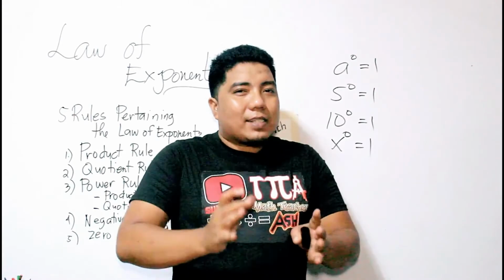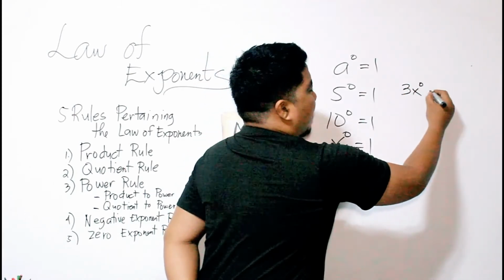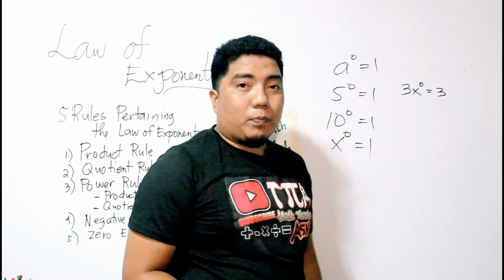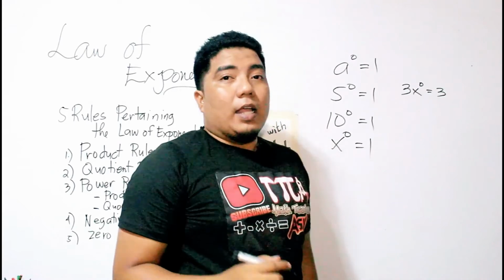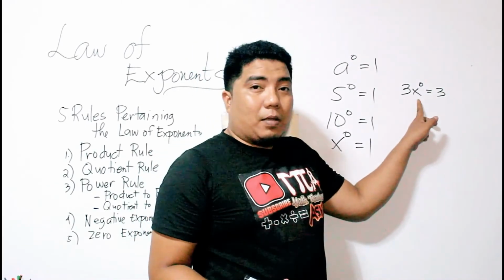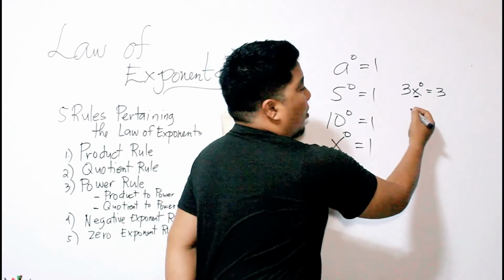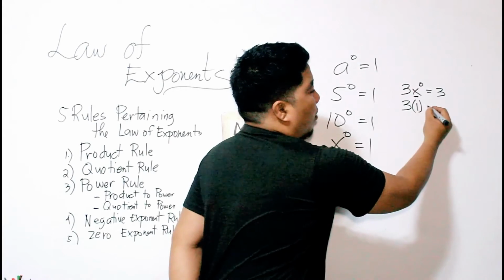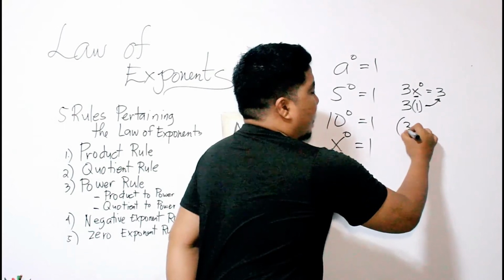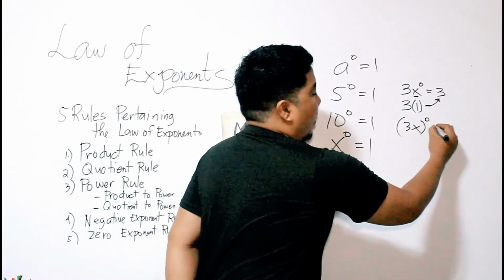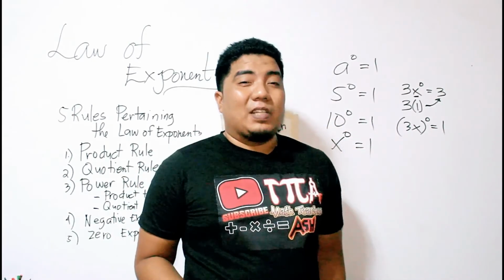But let me correct some confusions. If you encounter 3x to the power of 0, the answer here is 3. Why is that so? It's because 0 here only pertains as an exponent of x and not of 3 as a whole. So if I simplify x to the power of 0, that will give me 3 times 1, which will result to positive 3. But if the given is the quantity 3x, all to the power of 0, then if I simplify this, the final answer is 1. Easy, right?